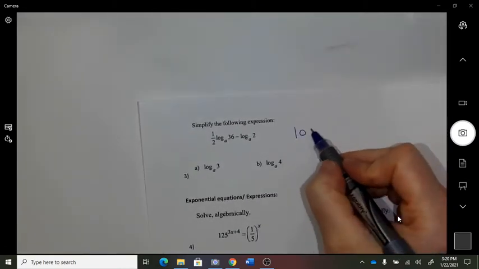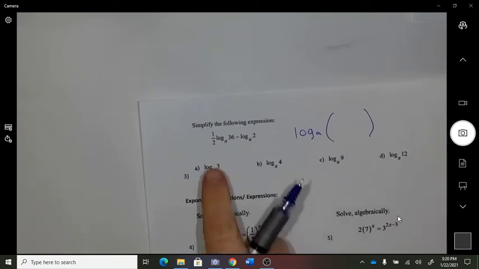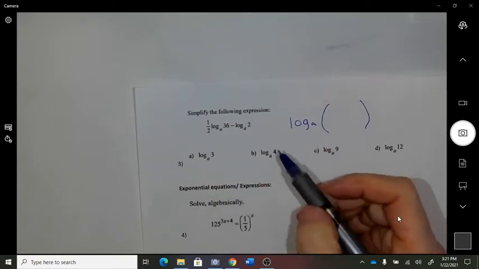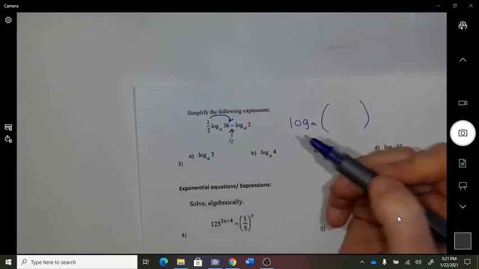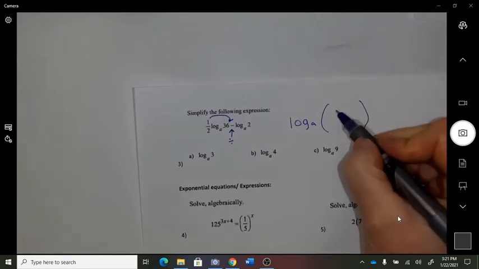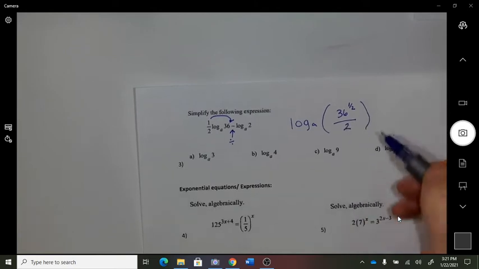Okay, more log rules. So this is log A of something, and I have to put it back together. Okay, so the 1/2 coefficient can now go to an exponent, and the subtract would put together as a divide. If you separate subtract, it was put together divide. So 36 to the 1/2 divided by 2. So the log rules, right? Exponents, coefficients. Subtracted separation means it was divided.